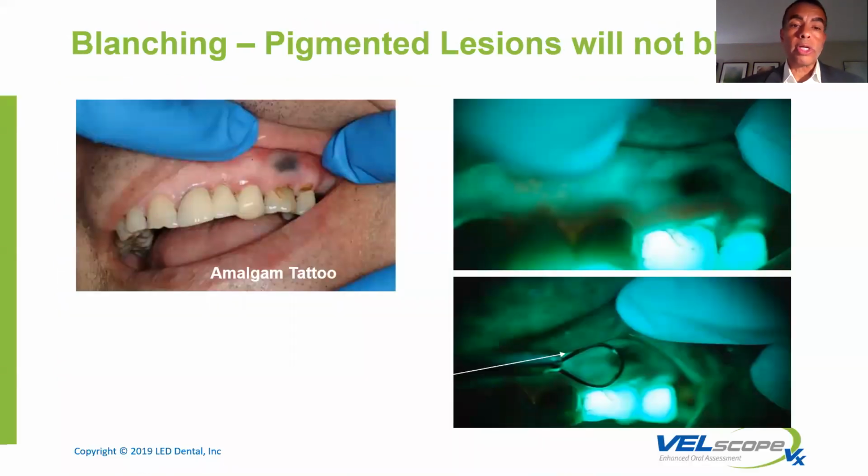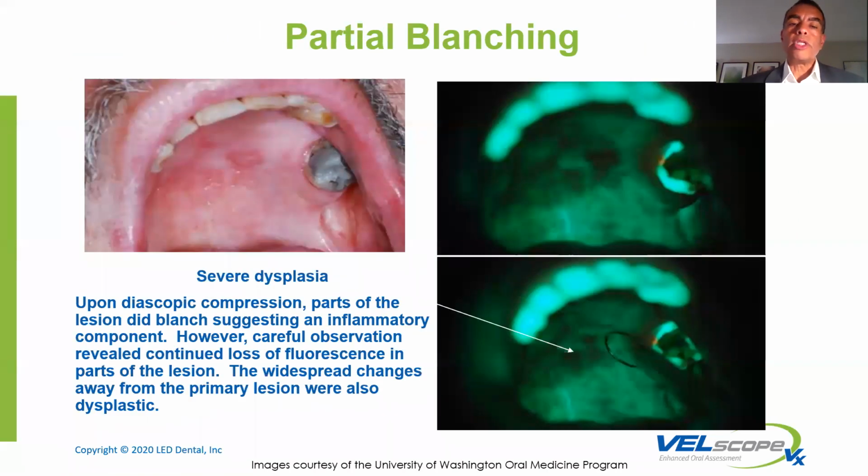So we have to know what we're looking at. Pigmented lesions are not going to blanch. Amalgam tattoos, we know what those are. They have that bluish hue. So just be cognizant that it's going to stay dark under VELscope. When you do blanch a lesion, make sure you blanch the entire lesion, up and down, left and right. We want to see that entire lesion turn green. And if it doesn't, investigate further, because you could have inflammation associated with dysplasia.